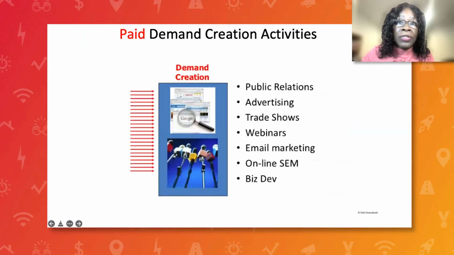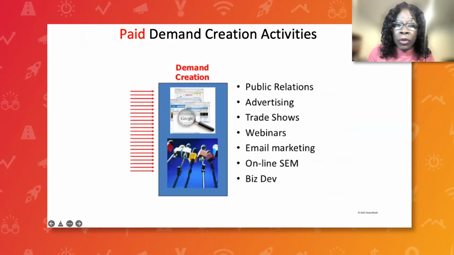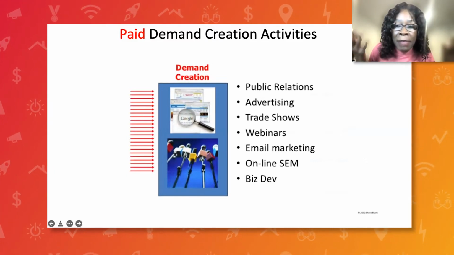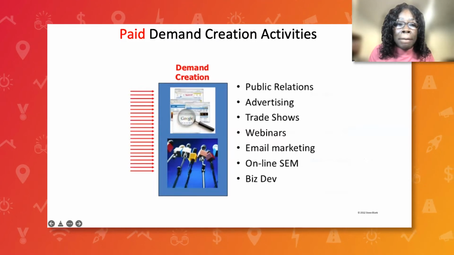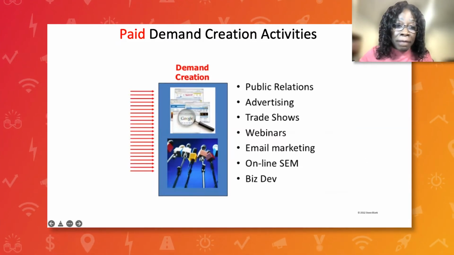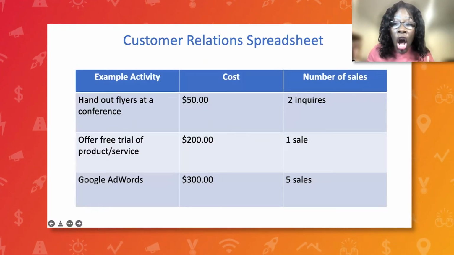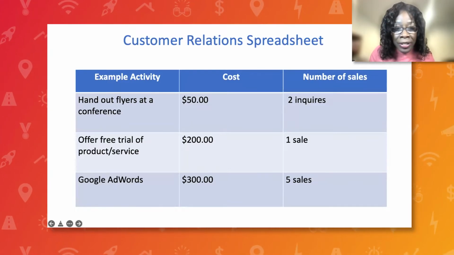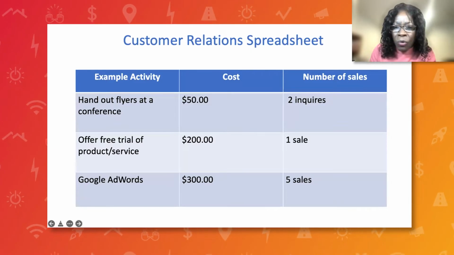But then there's also paid demand creation activities, and those may include spending money on advertising, maybe having a booth at a trade show, doing some kind of email marketing, and those things cost money. And so for the activities that have a cost, you want to track your activities. And this is important so that you know how much you're spending and what's working, what's not working.